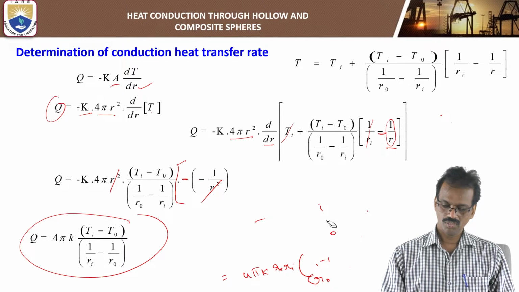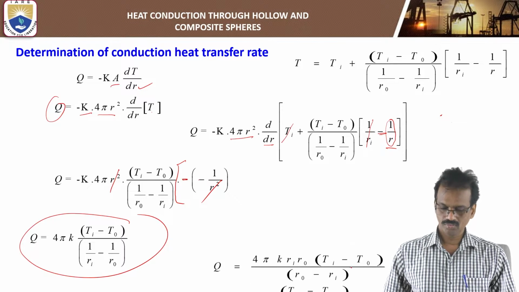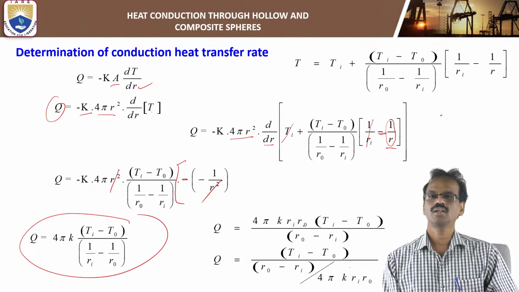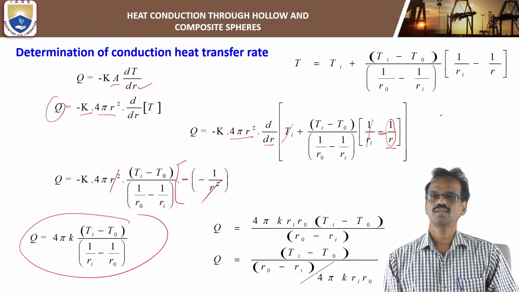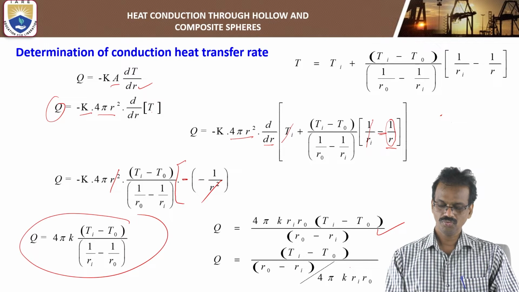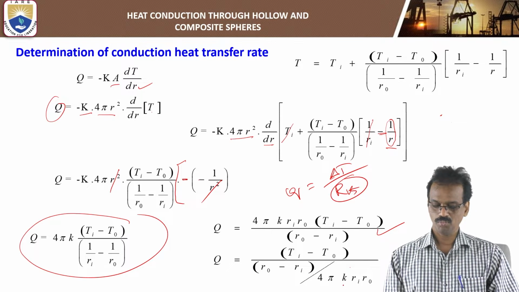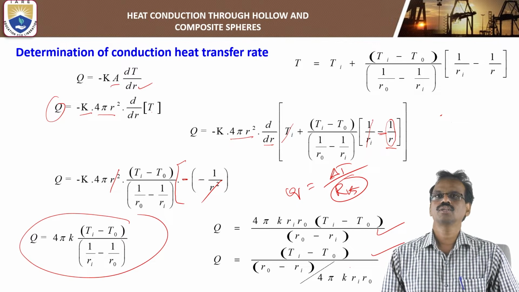Here also I have given these formulas in the PPT. You can observe them. So Q is finally equal to 4 pi k into ri r naught into (Ti minus T naught) by (r naught minus ri). You can also rewrite it using Q equal to delta T by thermal resistance, so the resistance is (r naught minus ri) by (4 pi k ri r naught). So this is the formula. Just remember these formulas.